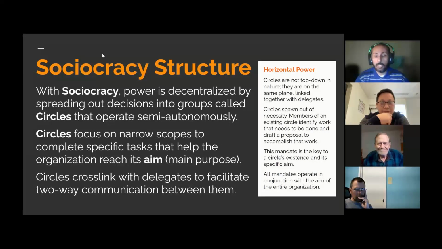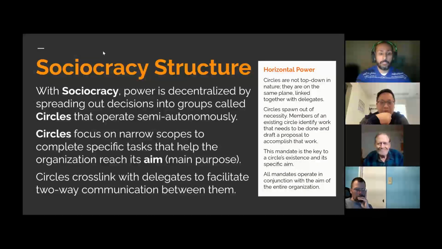Circles spawn out of necessity. They spawn organically. Members of an existing circle identify work that needs to be done. They draft a proposal to accomplish that work, and they get volunteers to fill those roles. The mandate is the key to the circle's existence. It needs to have a specific aim. All mandates operate in conjunction with the aim of the entire organization, so they all have to comply with this single thing.